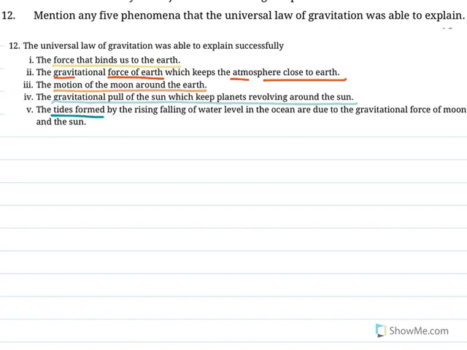And last, the tides formed by rising and falling of the water level in the oceans are due to the gravitational force of the moon and the sun.